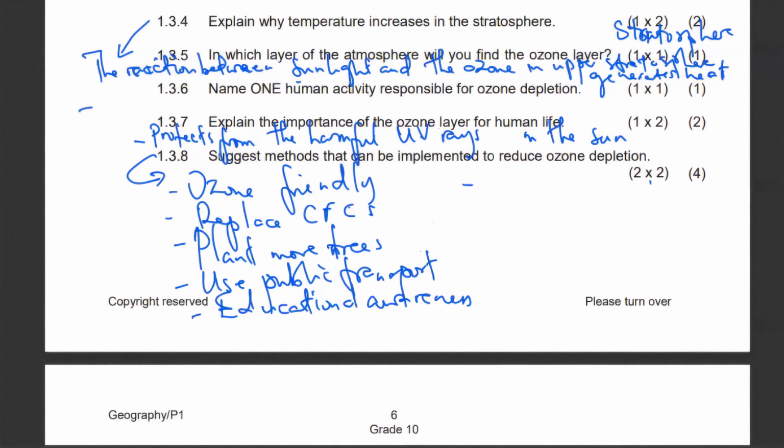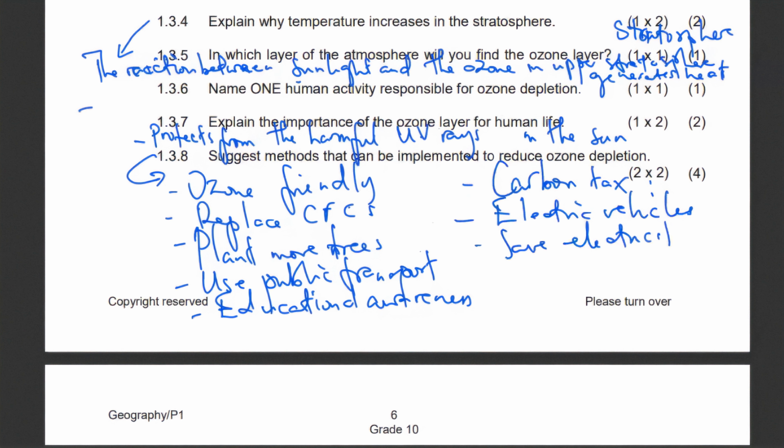And then we can also look at other things like the introduction of a carbon tax, and the introduction of electric vehicles. It's also another viable way. We can also look at other things like saving electricity. Right, we cannot exhaust all. Those are some of the ideas that you can use to answer that particular question.